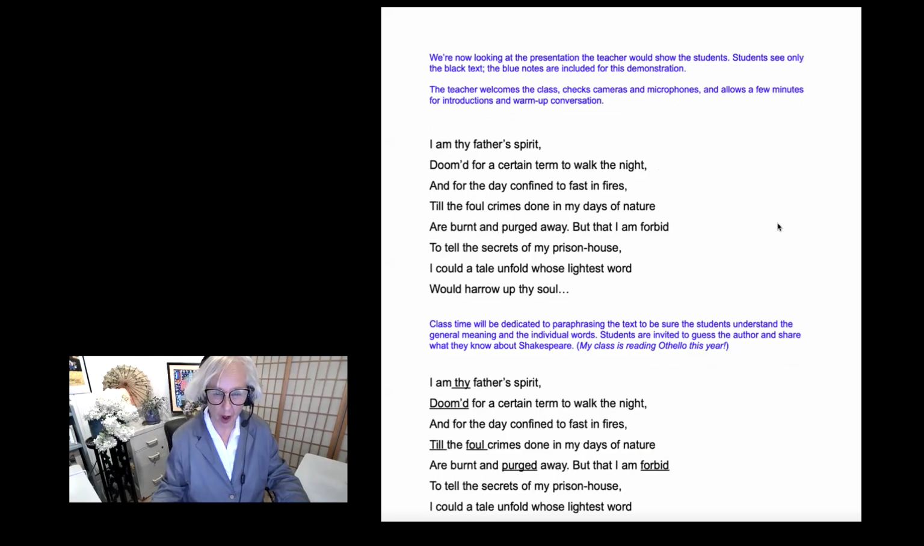So after the teacher welcomes the class and checks that their cameras and microphones are working, they are given a few minutes to introduce themselves. We engage in a short warm-up exercise, and then we begin the class. I ask the students to read the passage without any context being given first.